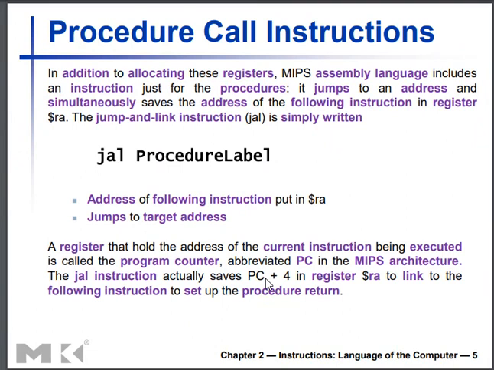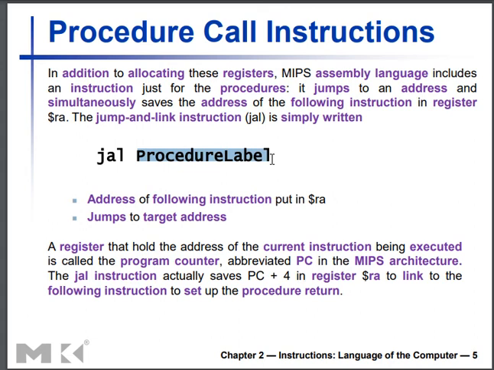So this is the instruction jump and link. It jumps to a particular address. Like here, jump and link procedure label. So it jumps to the instruction with the label, procedure label. At the same time, it saves the address of the next instruction in register RA. So this instruction does 2 things. First, it transfers the control to the instruction with the label which is given in the instruction.